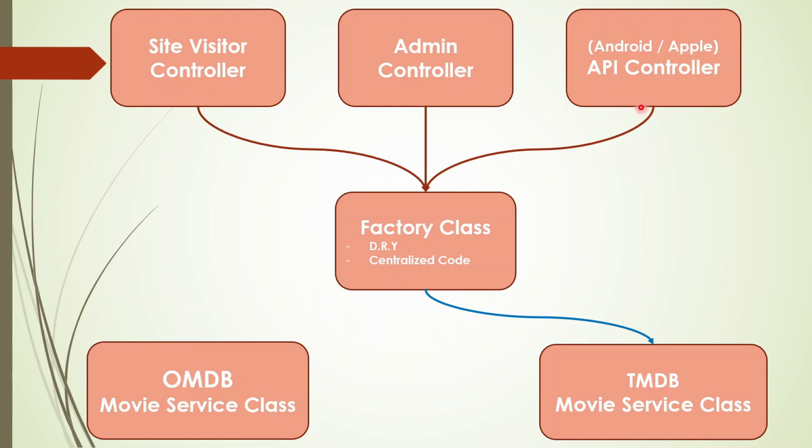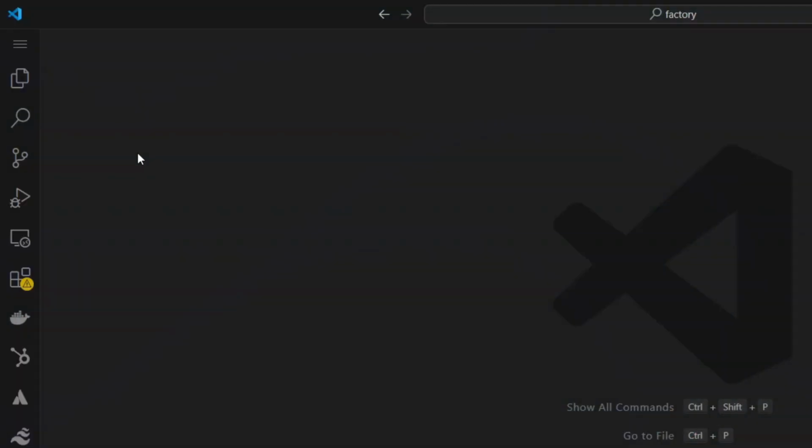Before you had, let's say 3 controllers, 10, 15. You don't have to worry about that now. It could be 100 controllers. You're only making the change in one place, and that's the factory class. So there are no changes in the controllers you have. You're only making the change in one place. That's the factory class. So let's create the movie feature.